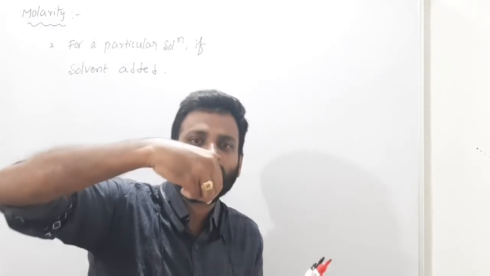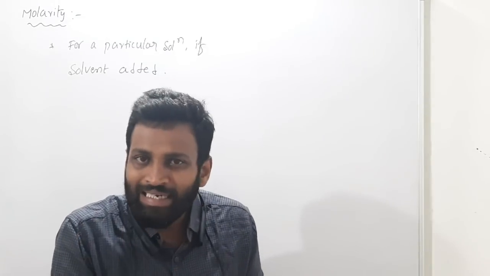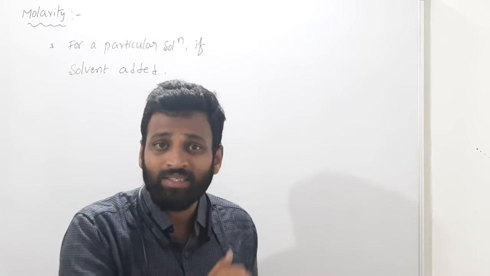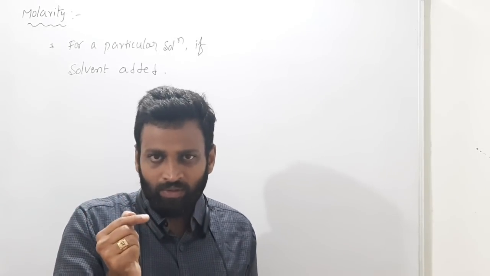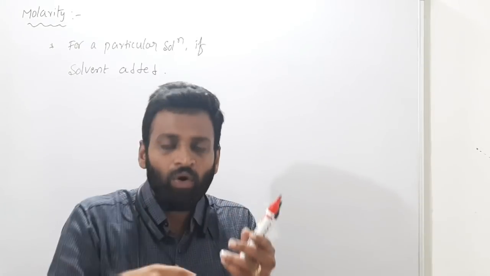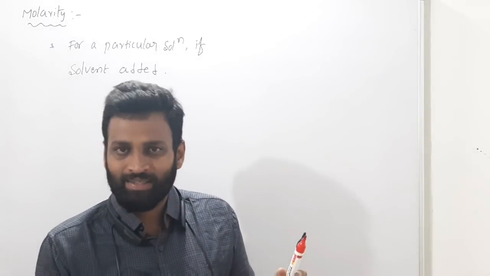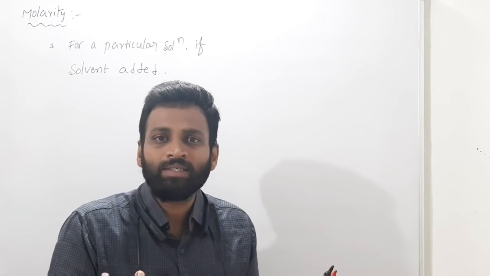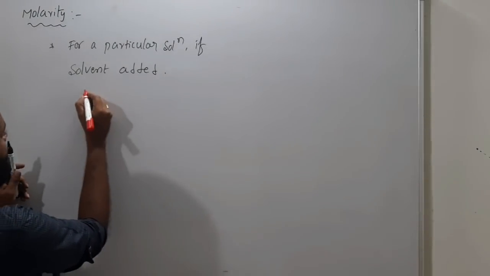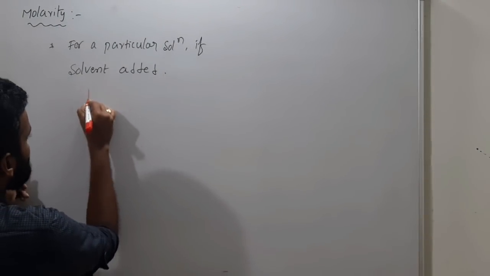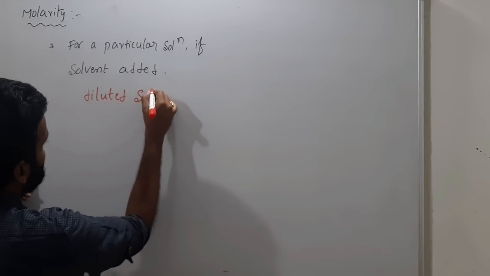If you add water, certainly that sweetness will decrease. Why did the sweetness decrease? You added water. So during the addition of water to a particular solution, concentration will decrease. That means dilution increases. Okay? So what is a diluted solution?